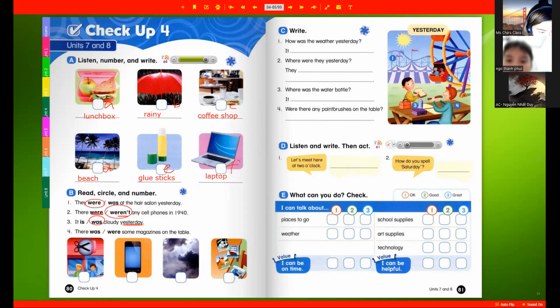There were some magazines on the table. There were some magazines on the table. Okay, perfect. How about if we move into here? Answer the following based on the photo right here on the right side. How was the weather yesterday? How was the weather yesterday?